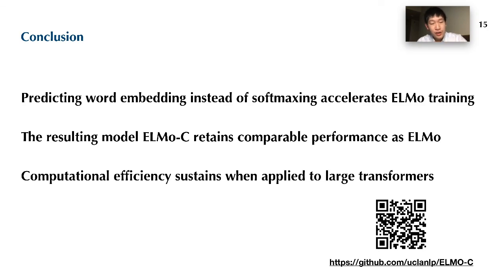In conclusion, we find that predicting the word embedding instead of doing softmax accelerates ELMo training. The resulting model ELMo-C retains comparable performance as ELMo. We also show that the computational efficiency sustains when the technique is applied to large Transformers. Our code is available on GitHub.